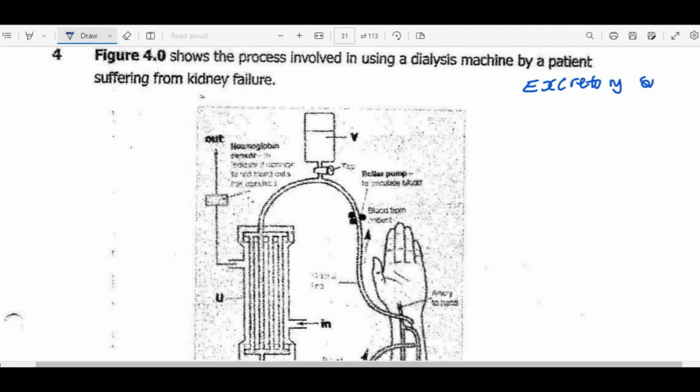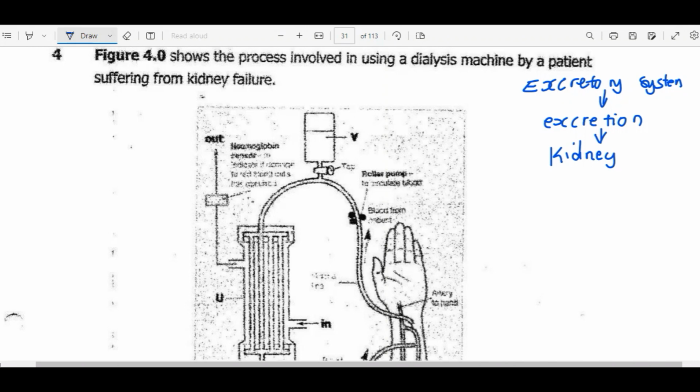So the excretory system brings the process of excretion. Now, excretion is the removal of waste products from the body of a living organism. The organs that fall under this system are called the excretory organs. Among these, we have the kidney.